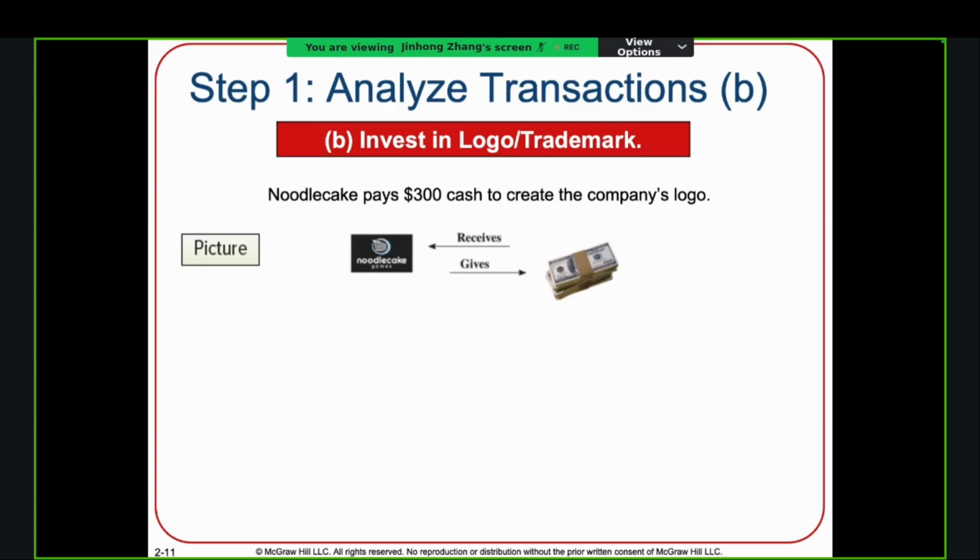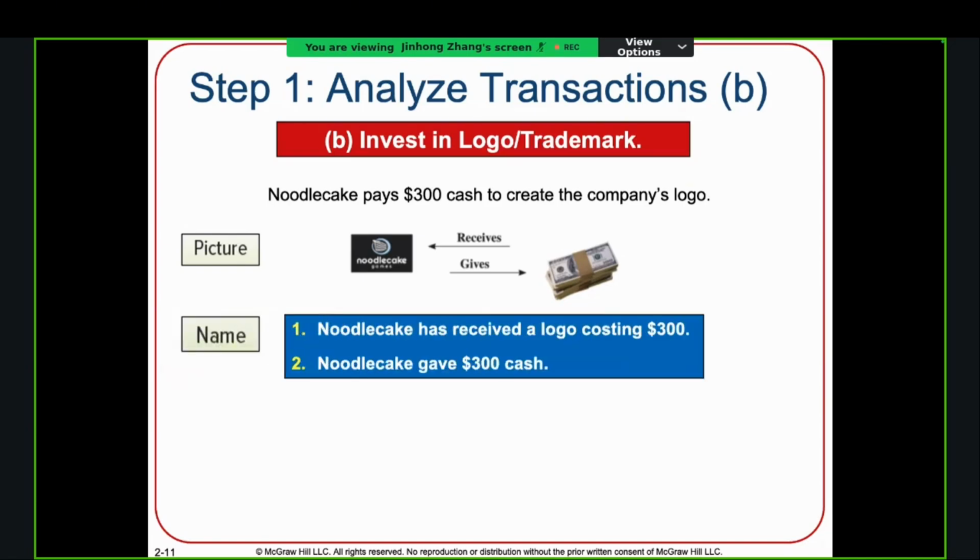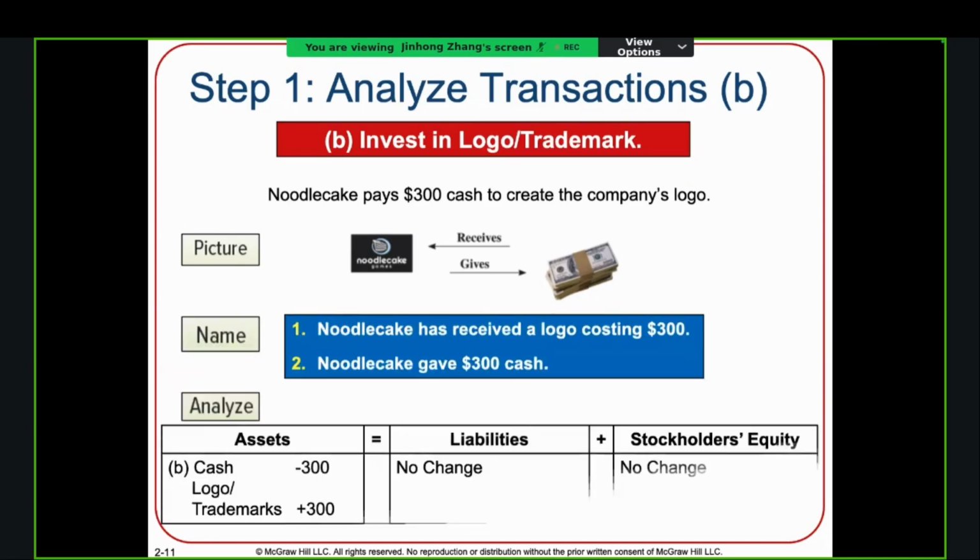Logo, if it's an asset, you can put it in assets, or you can say it's an expense, right? Logo expense goes to the expense section of the income statement, which reduces profit, right? And then cash reduces $300,000. So now you can see cash reduced $300,000. Logo trademark, if you look at this, assets increase $300,000.